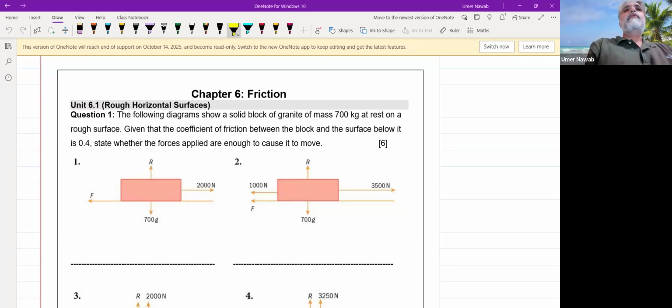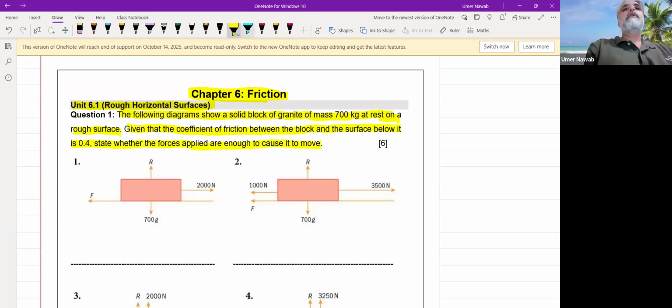As you can see in front of you, chapter number 6, friction. Unit 6.1 is rough horizontal surfaces. Question number 1 says that the following diagram shows a solid block of granite of mass 700 kg at rest on a rough surface. Given that the coefficient of friction between the block and the surface is 0.4, state whether the forces applied are enough to cause it to move.